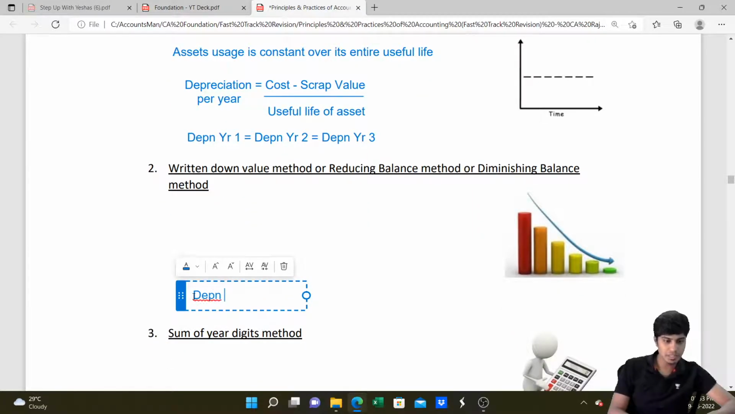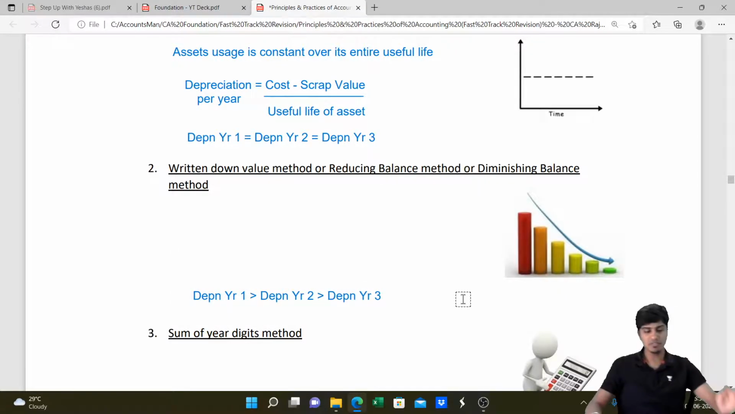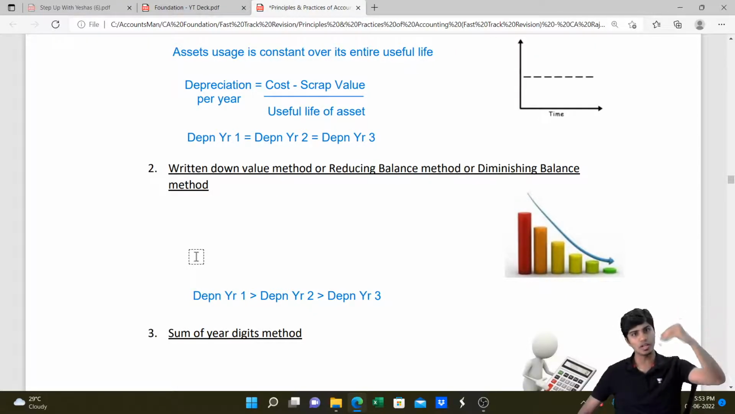Here, depreciation of year 1 will be greater than depreciation of year 2. This will be greater than depreciation of year 3. Simultaneously, from year on year the depreciation is going to go on decreasing because the expected usefulness of the asset is also going on decreasing. First year the value of the asset will be huge. As the years progress, the usage, the efficiency, the quality of the asset will go on deteriorating. That is the concept behind written down value or diminishing balance.